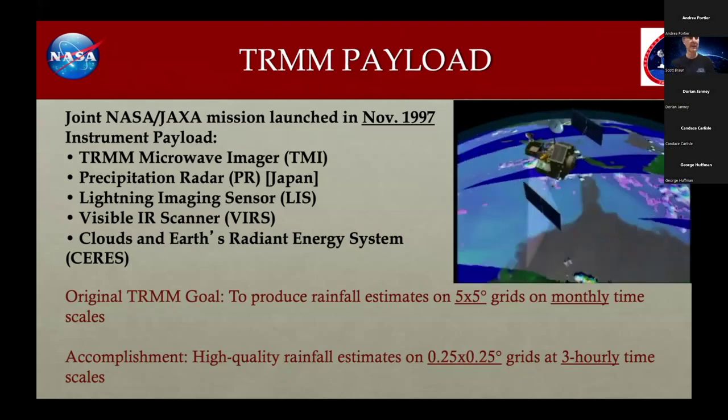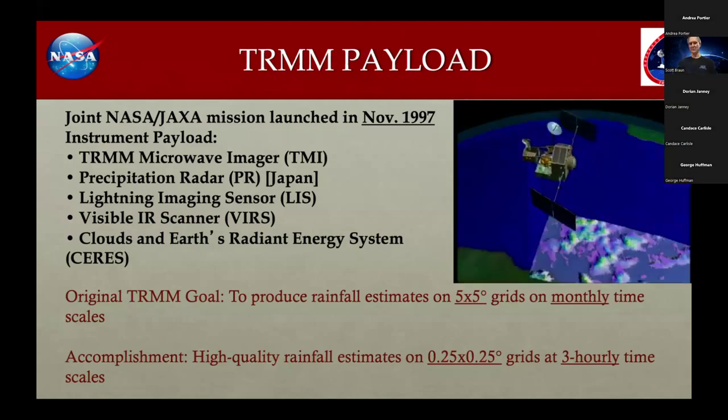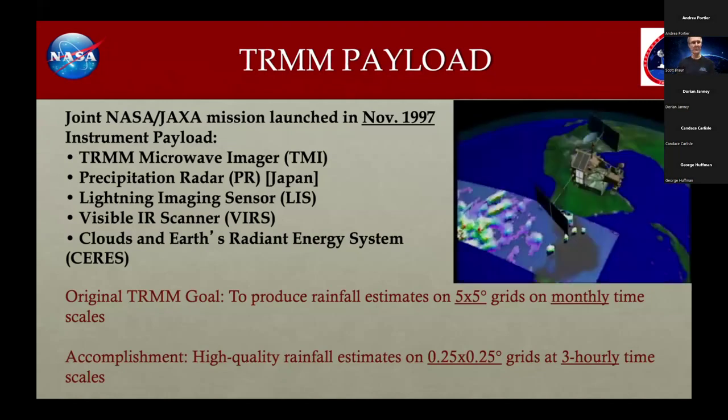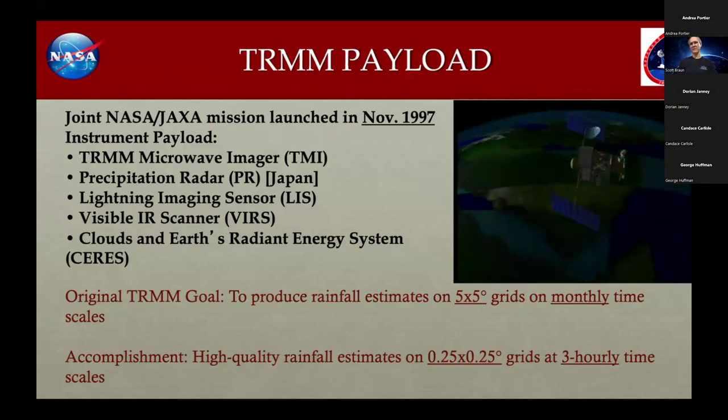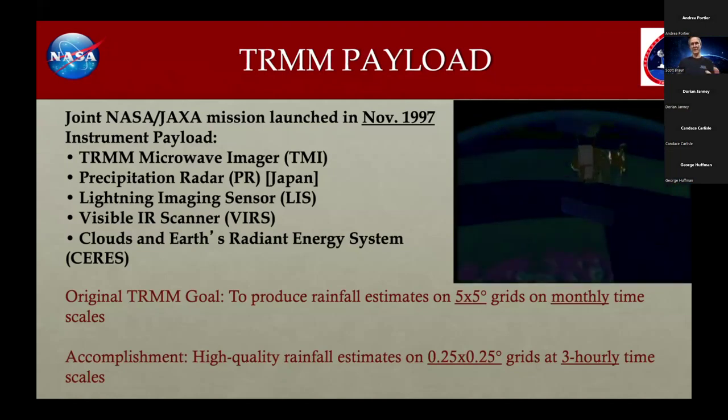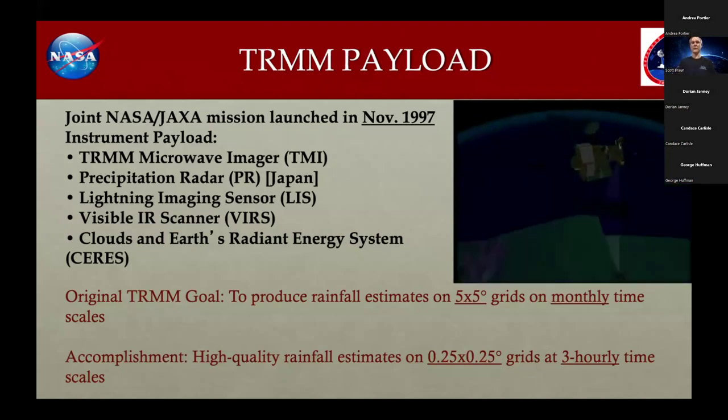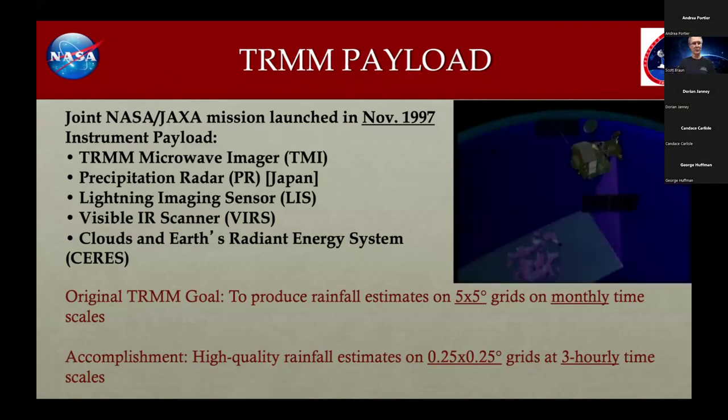It had a visible and infrared scanner that gave us more information on the cloud properties. And it had a Clouds and Earth's Radiant Energy System instrument that was basically trying to measure the way that clouds and precipitation interact with solar and terrestrial radiation.